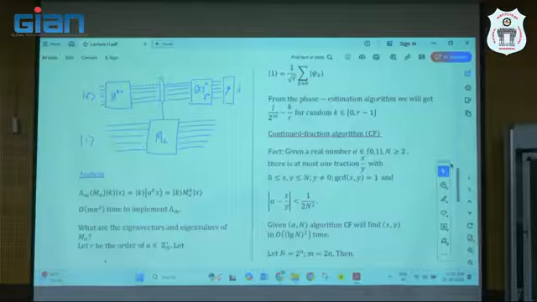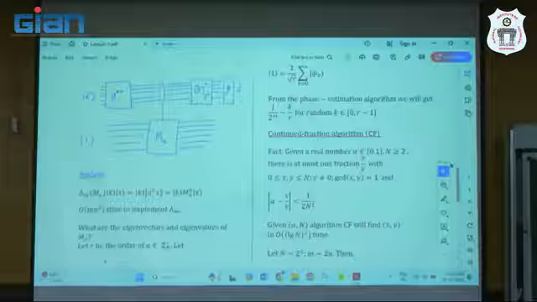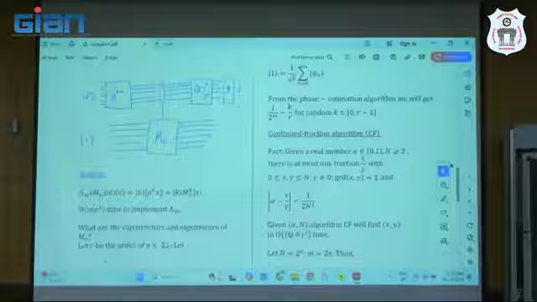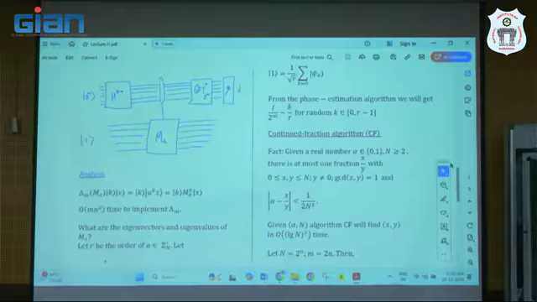Yes, correct. Capital N is the accuracy factor. Any questions? Okay.